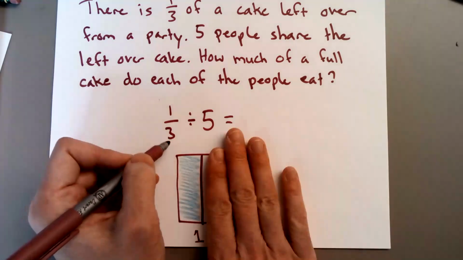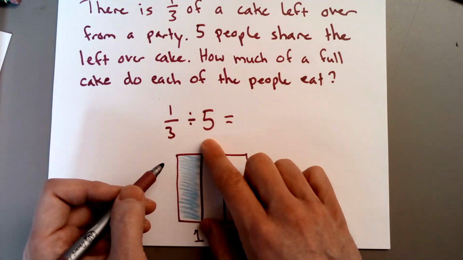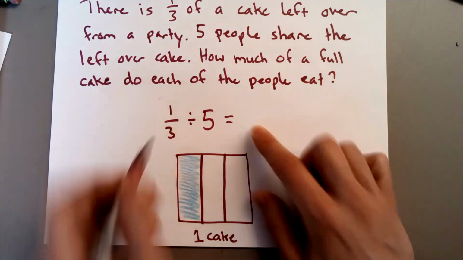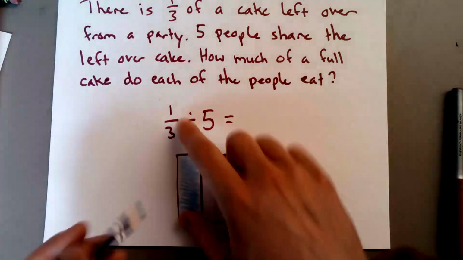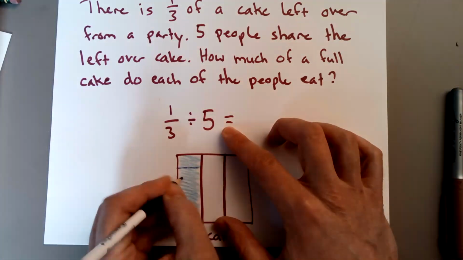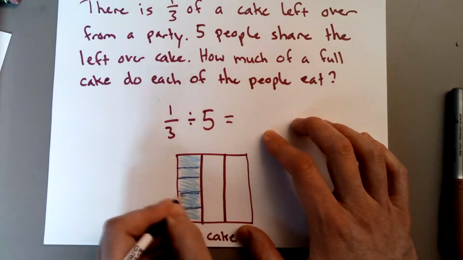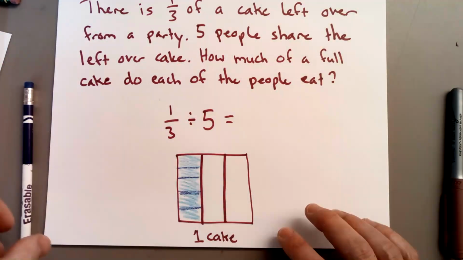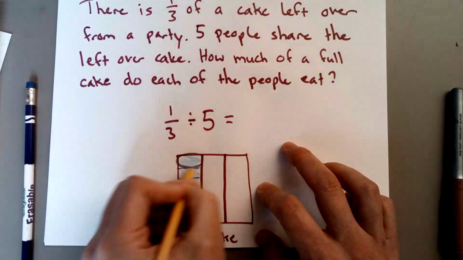We only start with 1/3. So if we split that into 5 pieces, the pieces we split it into are going to be smaller. So our quotient here is going to be a smaller fraction than 1/3. What is it going to be? Well, if I divide this leftover cake into 5 sections, there we go, 5 sections, and then each person only gets to eat one of these sections here.